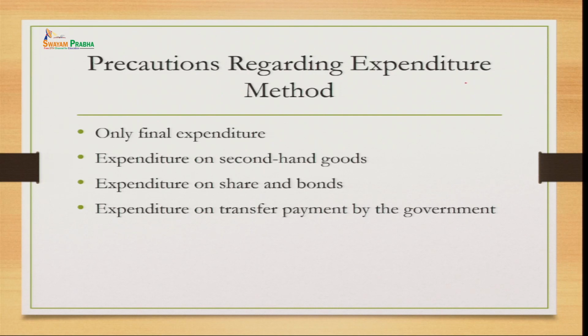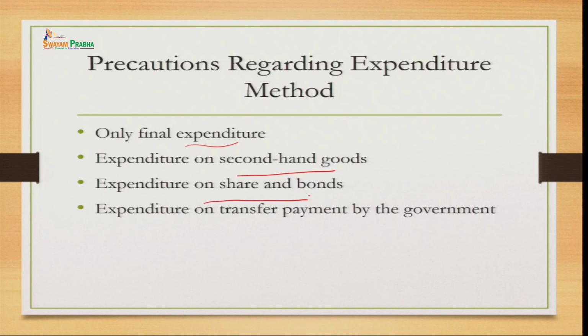So, these are the 3 methods which we have taken up, and there are some precautions we need to take while calculating national income by the expenditure method. We only take final expenditure made within the economy in the current year itself. Expenditure on second hand goods is not taken into consideration, right. If I am purchasing a second hand product in that particular year, it is not taken into account.